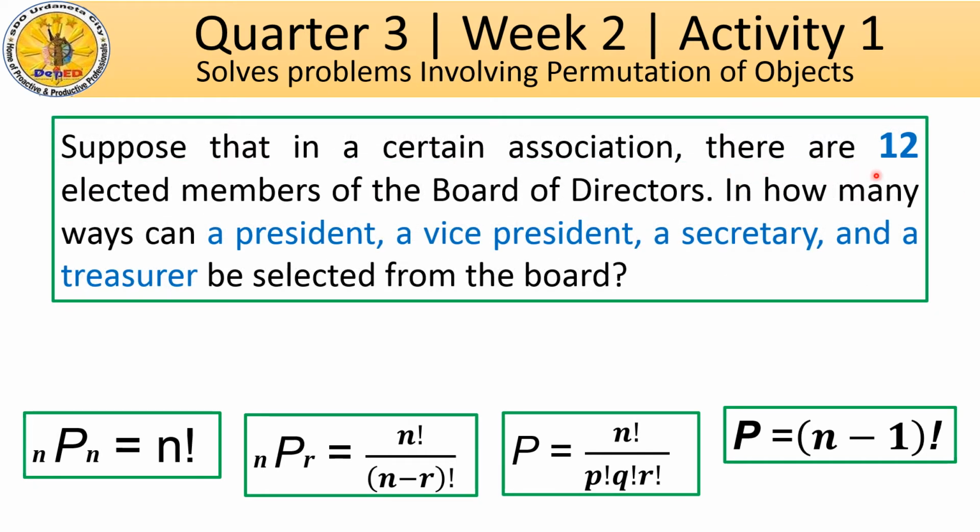Analyzing the problem, there are 12 elected members of the board of directors, and this will represent your n, the number of objects. And you can only select a president, a vice president, a secretary, and a treasurer. That will represent your r, which is 4. So from that alone, we can select the correct formula, that is the permutation of n taken r at a time, equal to n factorial divided by the quantity of n minus r factorial.